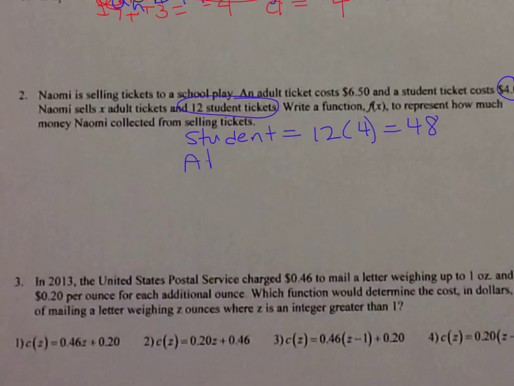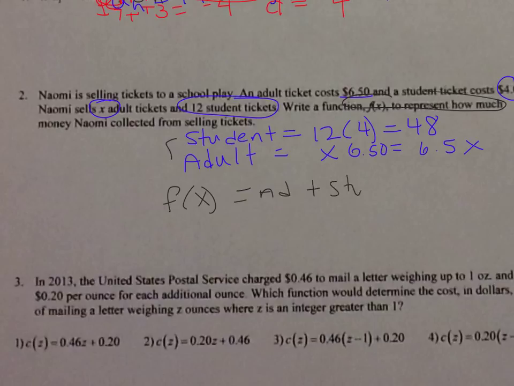An adult ticket, she sold x adult tickets. So that's x times 6.50, so that's 6.5x. We want to write a function f of x to represent how much money she collected. So I would have to add the adult tickets and the student tickets. So f of x is equal to the adult tickets, 6.5x, plus the student tickets, which is 48.